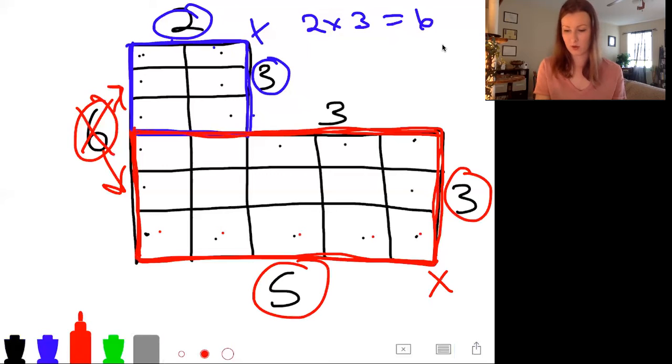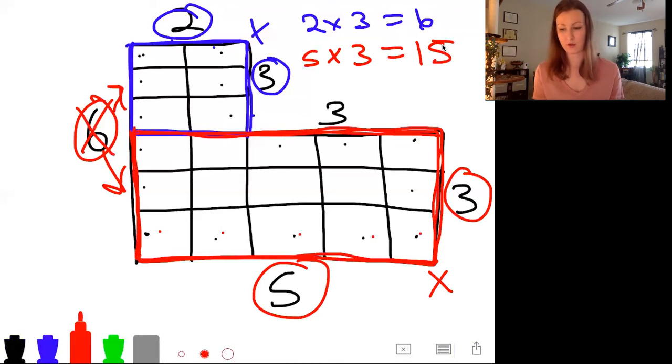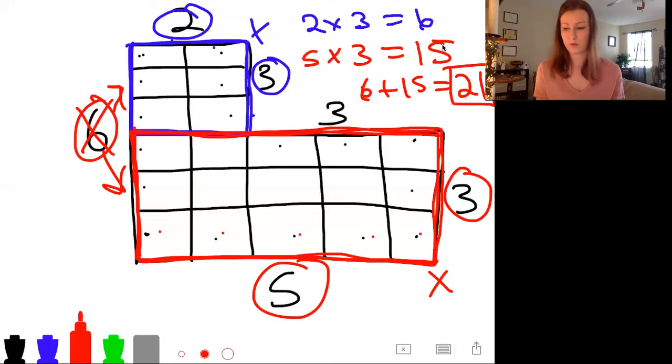5 times 3. 5 times 3 is 15. And then from there, all we need to do is add those two numbers together. So 15, 16, 17, 18, 19, 20, and 21. So if this were a room, our answer would be 21 square feet.